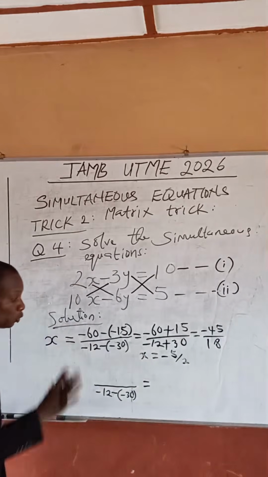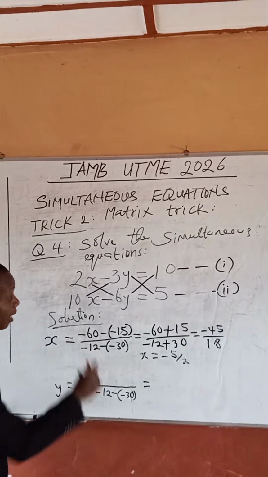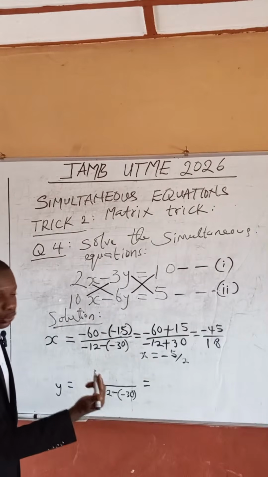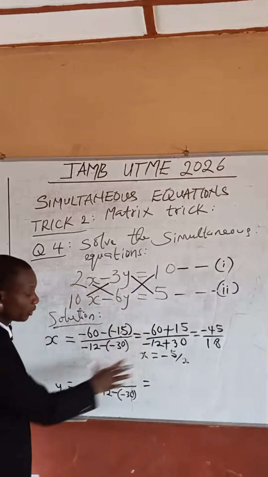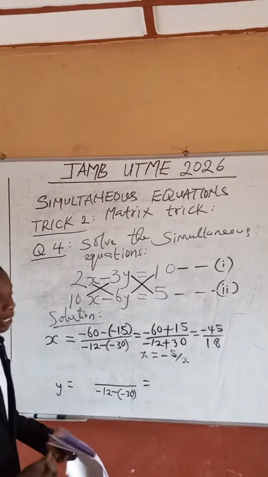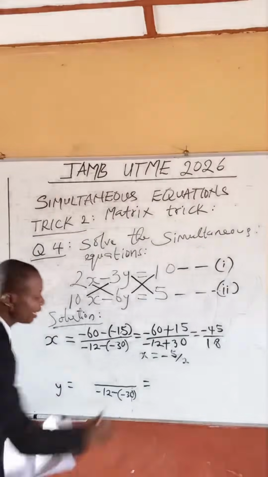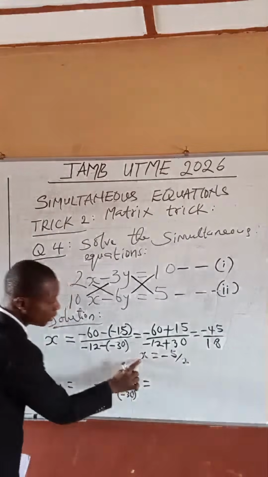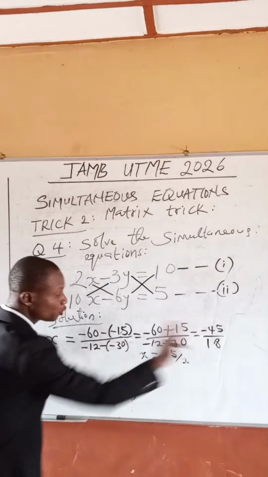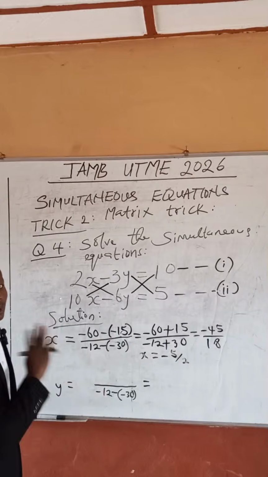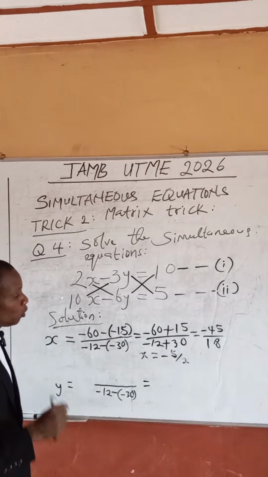I gradually showed you so that you will understand it. But in an exam condition, don't worry, I will explain it. In an exam condition, it speeds up your work. You don't need to write some things. So the answer here is minus 5 over 2 for x. You see that it's very straightforward, easy, no substitution, no elimination, no graphical method.